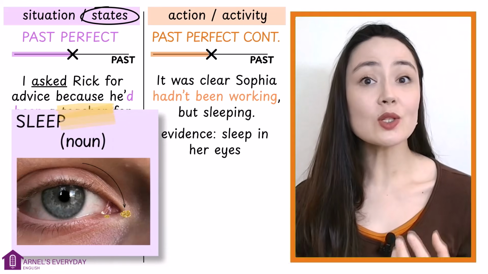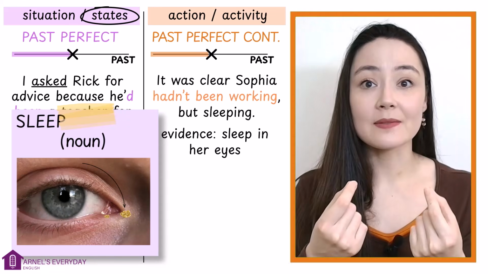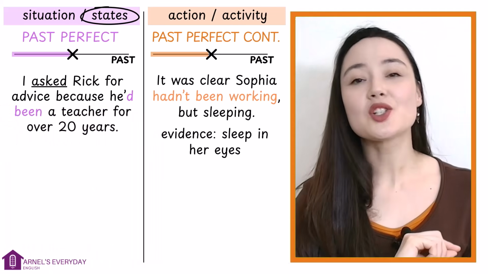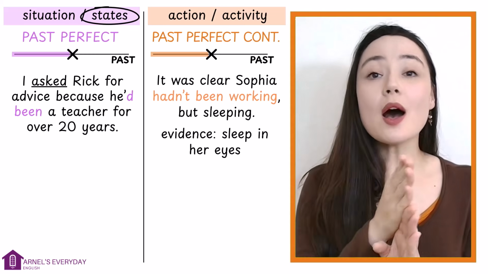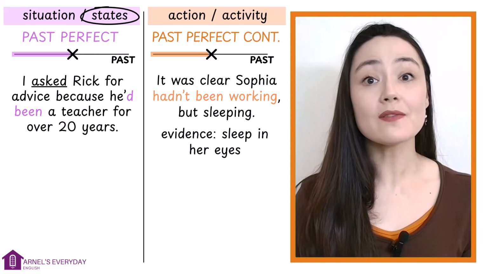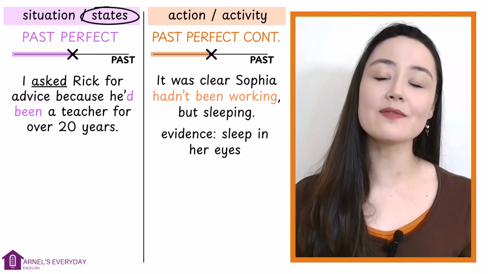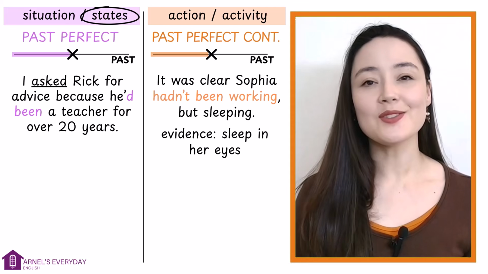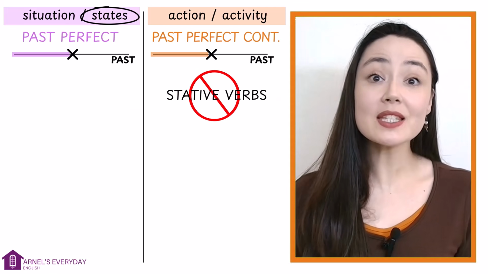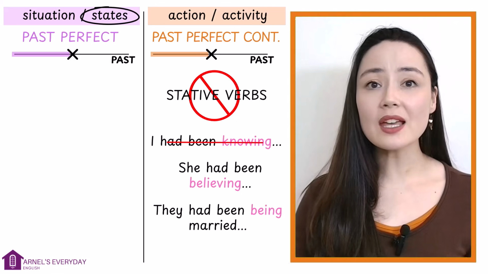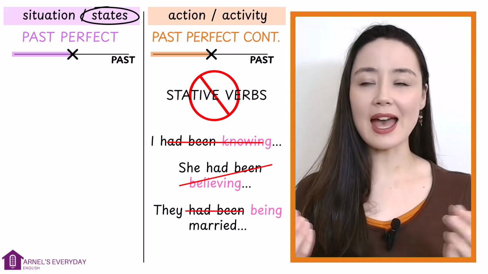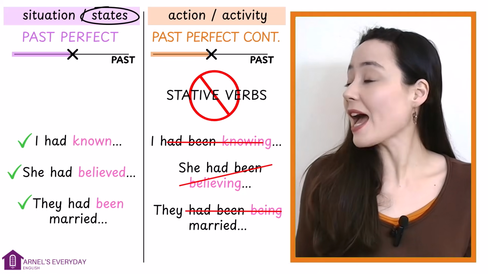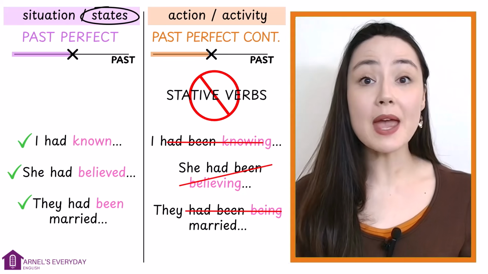Sleep can be used to describe that yellow stuff you get in your eyes. So she had sleep in her eyes. Evidence. Both of these show us that something continued up to another past point. Use the past perfect for states and the past perfect continuous for actions. If you've been watching my series on the tenses, you know we do not use stative verbs in continuous tenses. I had been knowing, she had been believing, they had been being married. I had known, she had believed, they had been married.